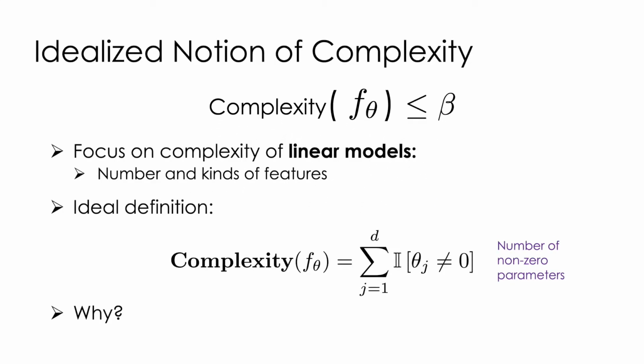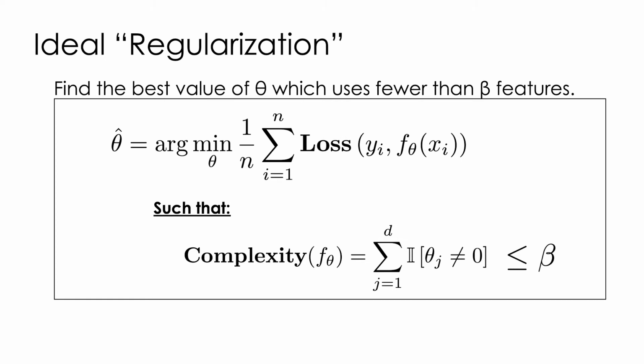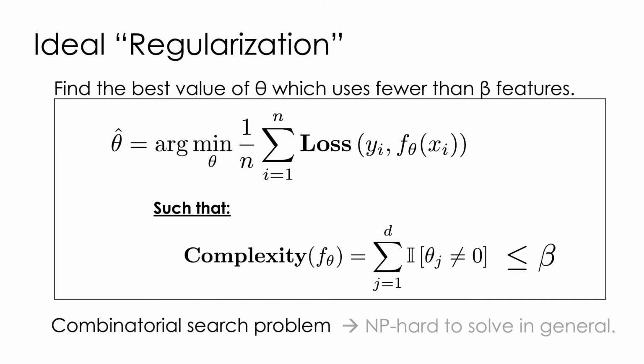So this leads to a basic formulation of complexity, where we say the complexity of a model is the number of non-zero features. That is, as we set a feature to 0, that is equivalent to removing that feature from the model. So we could frame this as a kind of idealized form of regularization, one that we might be able to optimize. Unfortunately, solving this problem is NP hard because it requires a combinatorial search over the number of features.